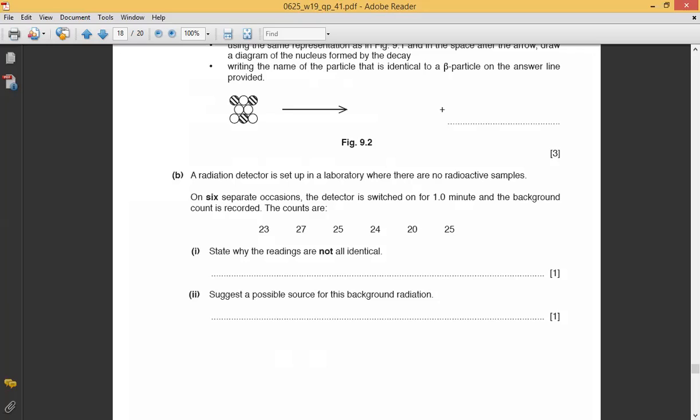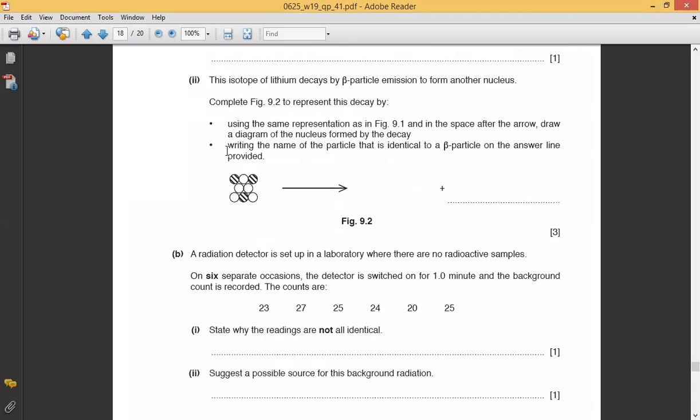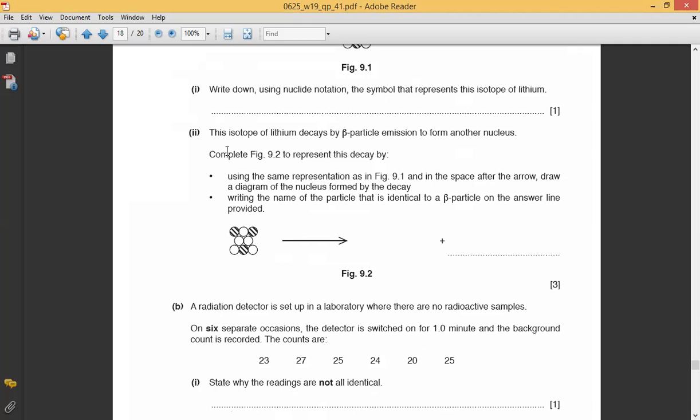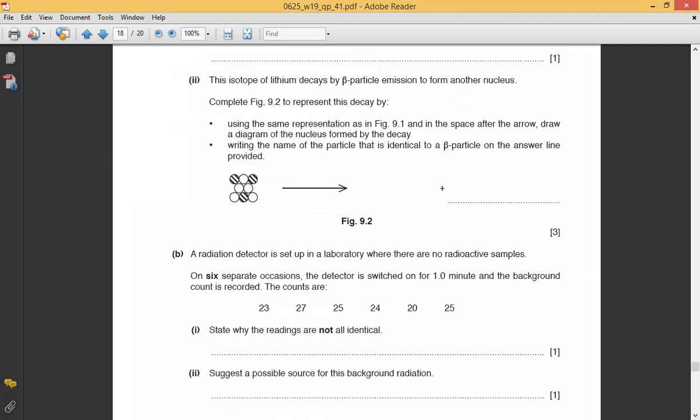Suggest a possible source for this background radiation. Let's go back to the question. The source of radiation could be, number one, rocks. Rocks could be reasons why things decay. Buildings could also be a reason. The earth could be a reason. I'm giving you different sources. How are these sources of decay?